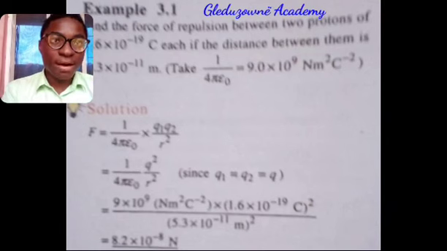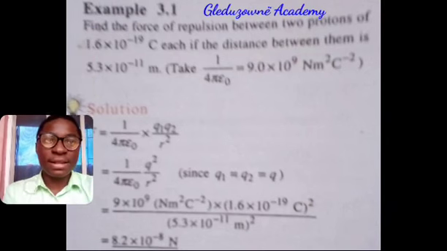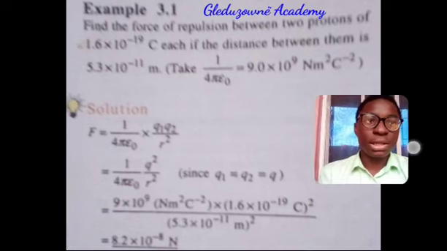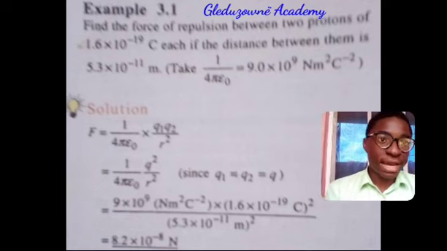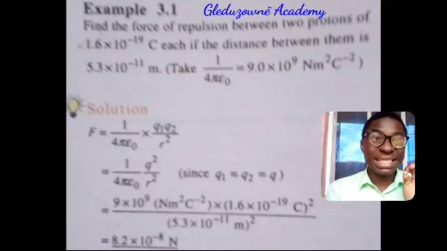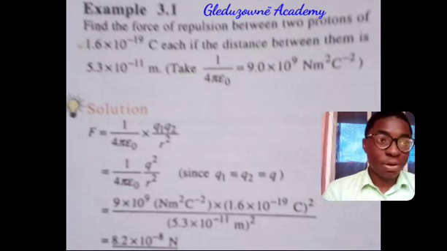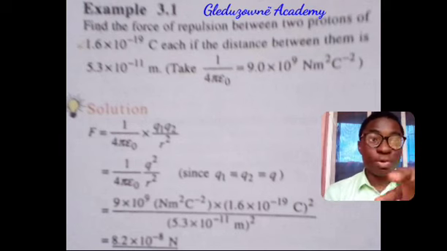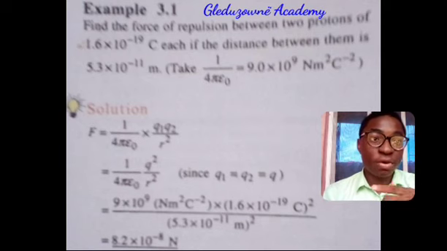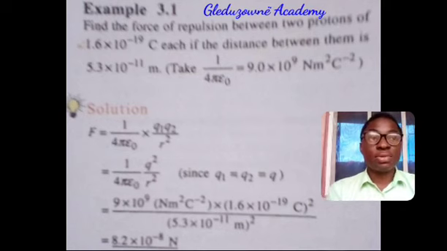So in this question, we are asked to find the force of repulsion between two protons. These protons are 1.6 times 10 to the power of minus 19 coulomb each, and the distance between them is 5.3 times 10 to the power of minus 11 meter. So in this case, we are taking the constant k. You remember that we agreed some slides ago that 1 over 4 pi E naught is the embodiment of the constant of Coulomb's law. So this is Coulomb's law we are using here, and we have to calculate the force.